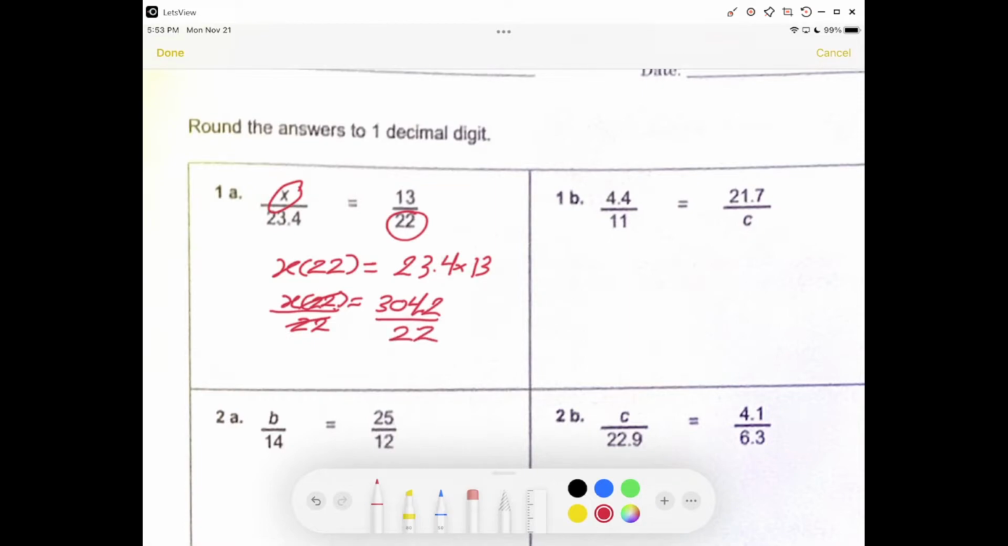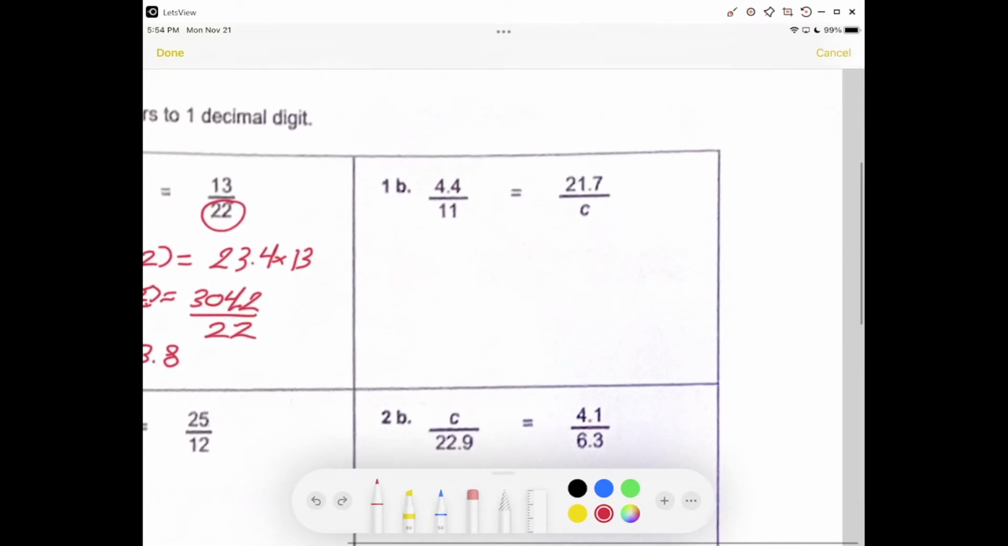And the answer we get is 13.8. So that's going to be our answer. Well, it's actually 13.827 repeating, but we rounded up to the closest one-digit decimal. That becomes 13.8.